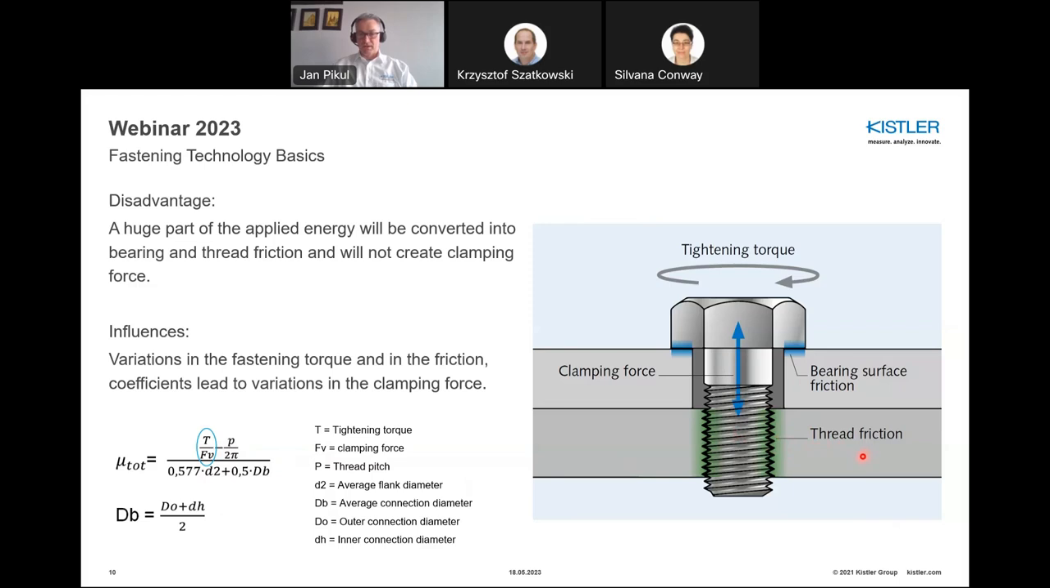So the general experience shows that 50% of the energy is lost to the friction. So it means that without friction we would need only half of the torque to create the same preload force.